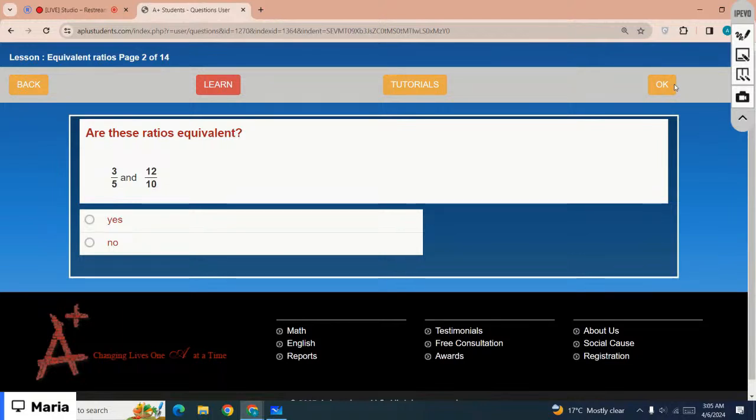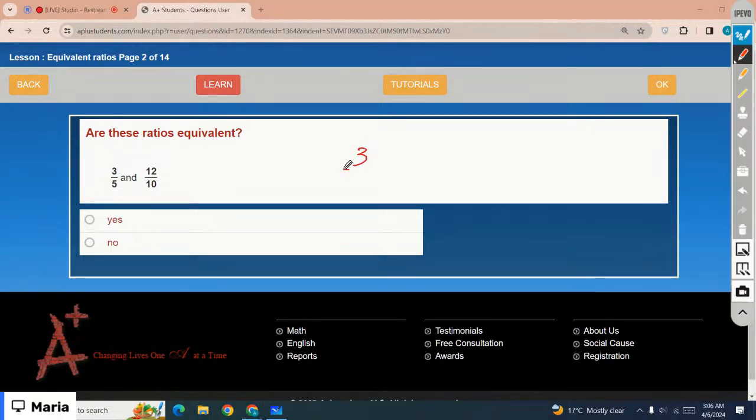Just cross multiply and see if they are equivalent. So when you cross multiply, they are 3 by 5 equals 2 by 10. Just cross multiply. 10 times 3 is 30 and 12 times 5 is 60. Again, they are not equivalent. The correct option is no. If they are equivalent, the cross products are also equal. The correct option is no.